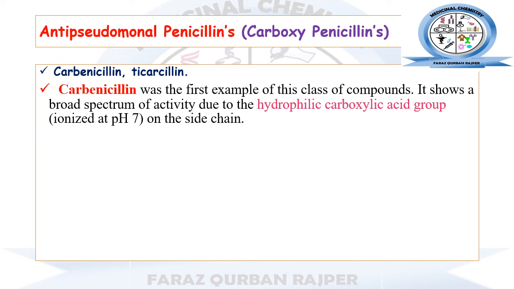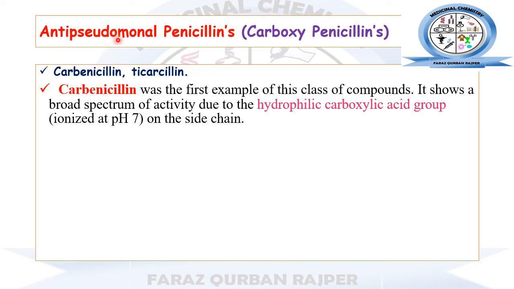Antipseudomonal penicillins are those penicillins that have activity against Pseudomonas species. Now let's check out why they are active against Pseudomonas species. Because of the presence of the carboxylic acid functional group in their acyl amino side chain. That's why the antipseudomonal penicillins can be commonly termed carboxypenicillins.